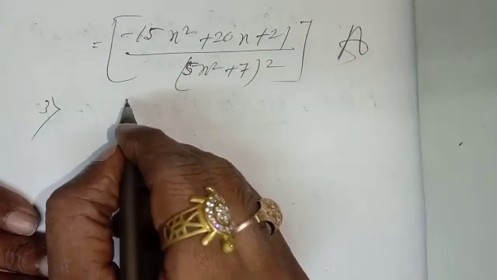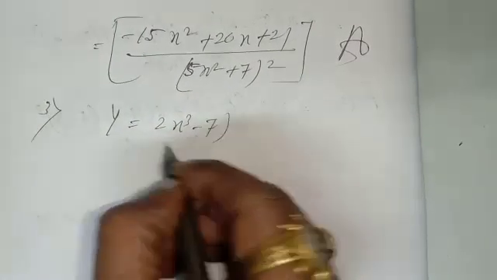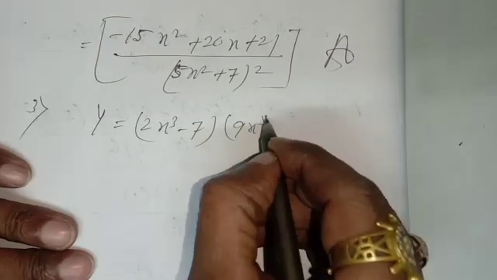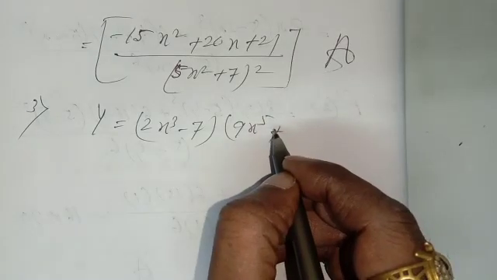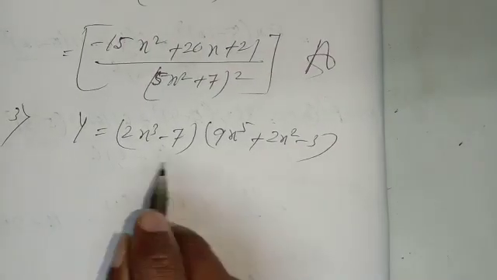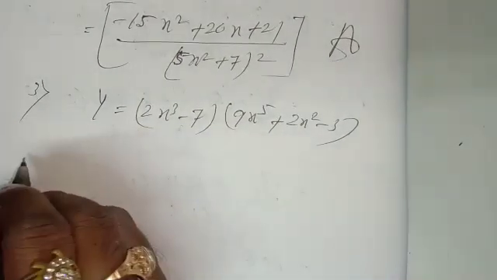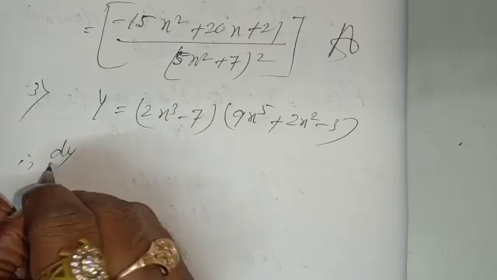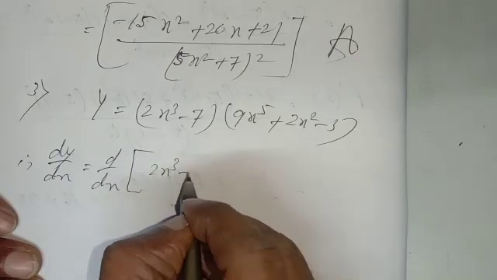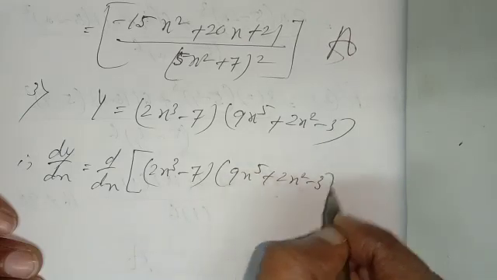Question number 3 is given in product form: 2x cube minus 7, whole into 9x to the power 5 plus 2x square minus 3. You have to apply here the uv form, u into v, or you can open the bracket, whichever you want. Therefore, dy by dx means dy by dx of this total: 2x cube minus 7, 9x to the power 5 plus 2x square minus 3.